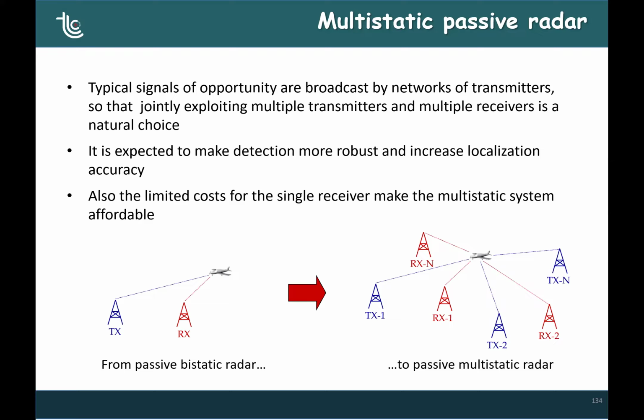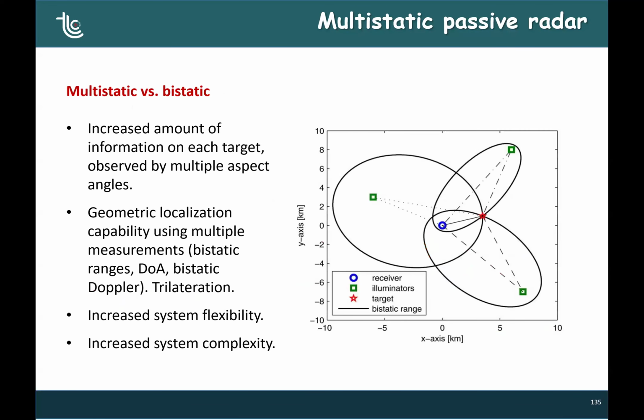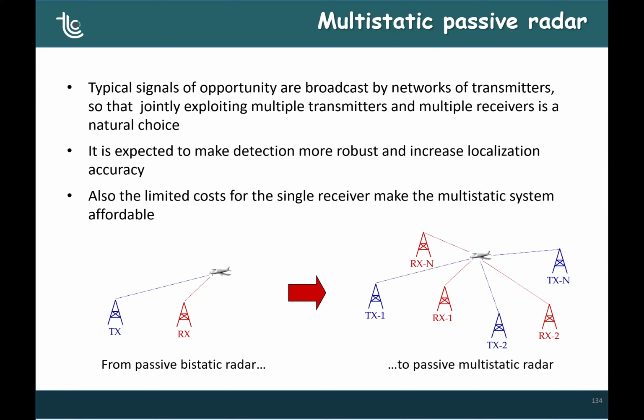The typical one is one single receiver and multiple transmitters. But in some cases, we have multiple receivers and multiple transmitters. So we go from a passive bistatic radar to a passive multistatic radar. I'm not going to explain all the details of the multi-static radar. This is outside the scope of this course.